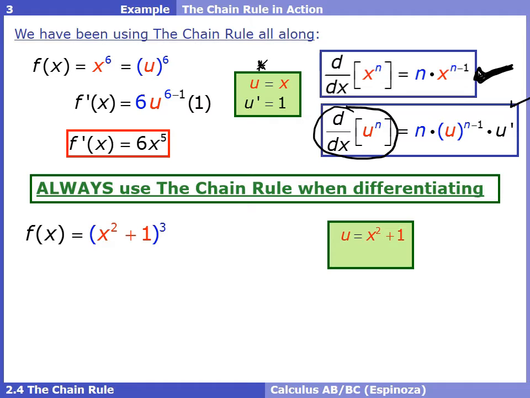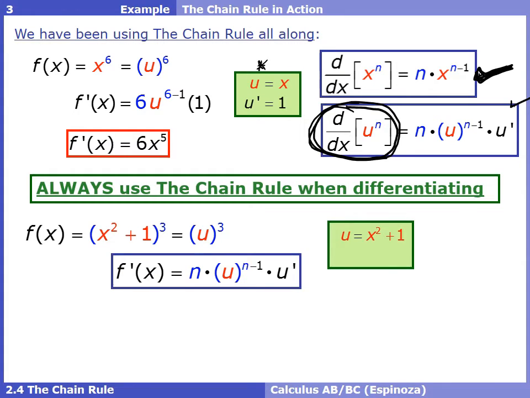So I'm going to always draw this little u box off to the side to show that work, to kind of keep track of what we're doing. So I'm going to go ahead and call u x squared plus 1. So we can rewrite our function. Again, we haven't taken a derivative here. All I'm doing is rewriting the function as a u, the something, to a power, just like what the chain rule needs us to have it written as.